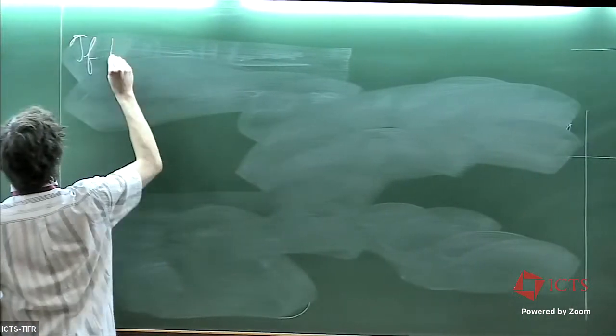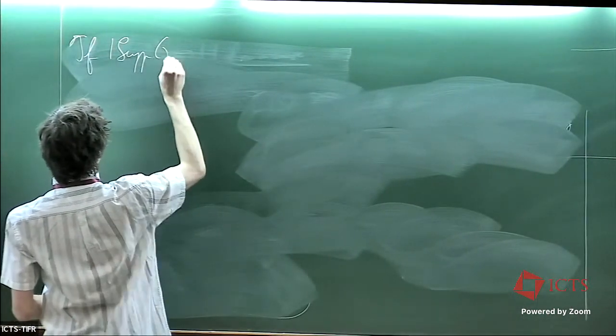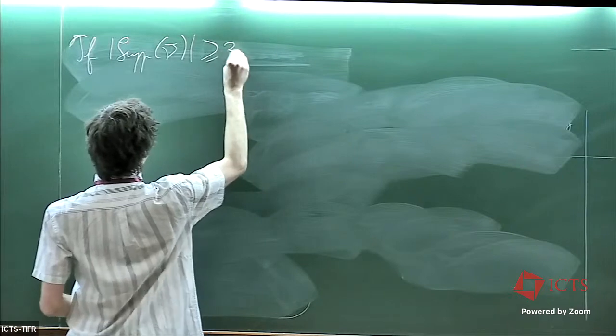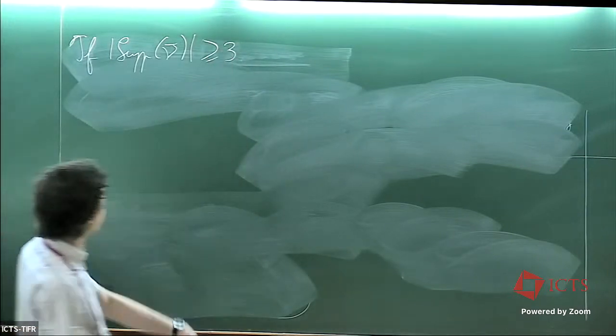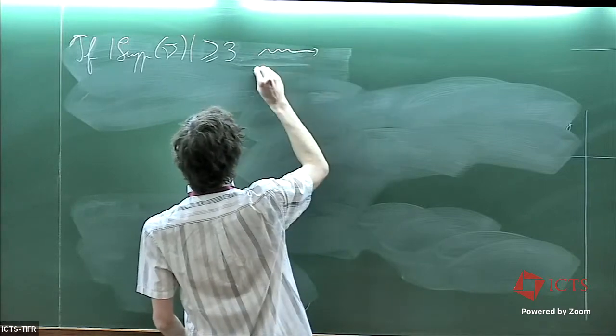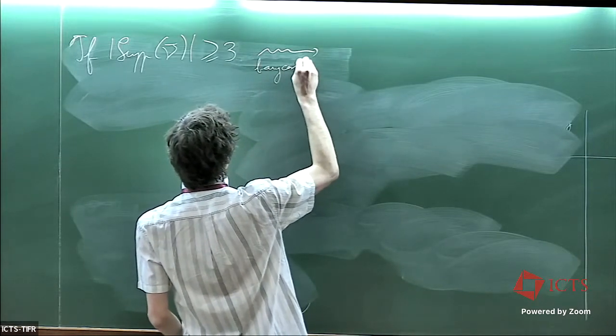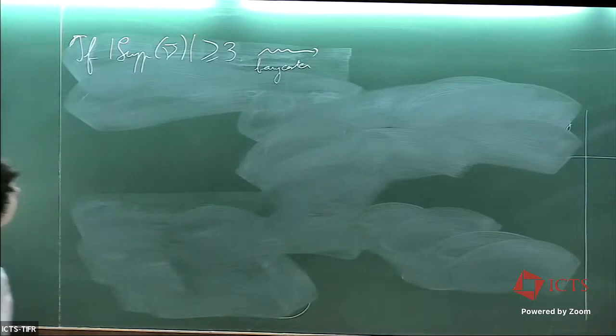So if the support of nu bar has cardinality at least 3, well, you can use the barycenter map and argue exactly as we did on Tuesday.